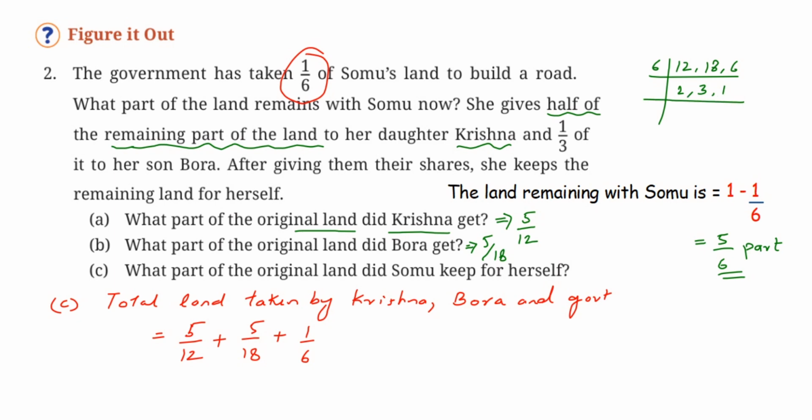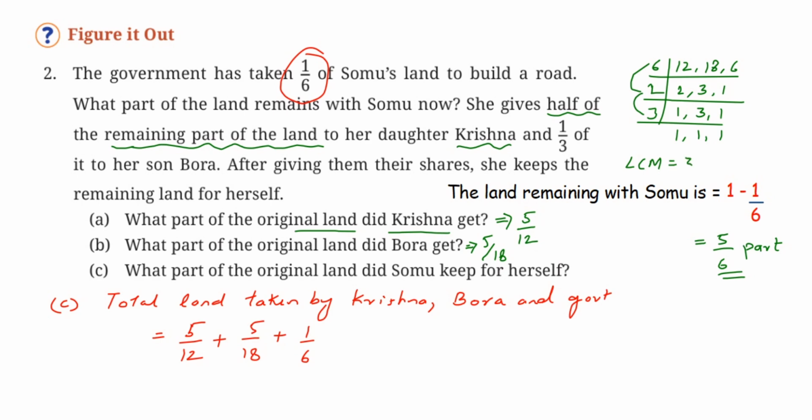Now 2 and 3 are prime numbers. We can take 2 first, 2 1s are 3, write this in the next step, and then 1. Next is 3, 3 1s are 3. So we have 1 in the last step. We can stop here. Now multiply the factors. 6 2s are 12, 12 3s are 36. LCM is 36. This means we have to make the denominator 36.